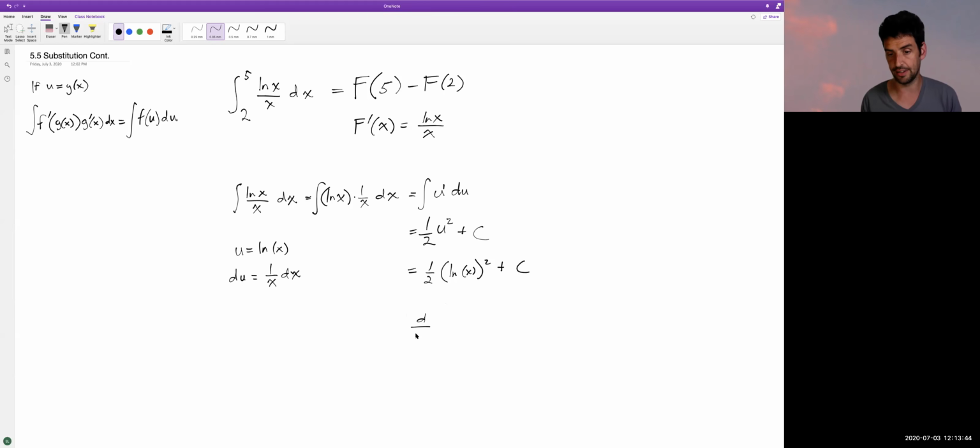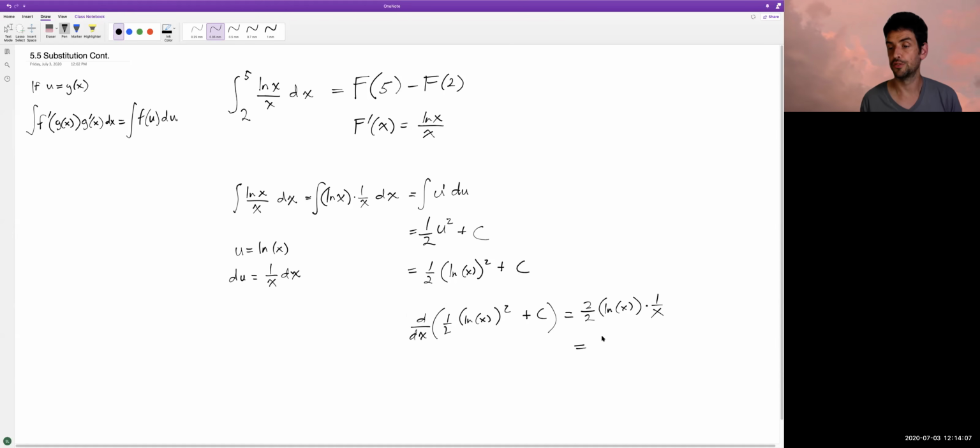So let's just go ahead and take the derivative of 1/2 natural log of x squared plus c. It's a chain rule, so the 2 comes down. I've got that 1/2 out front times the natural log of x times the derivative of the inside, which is 1 over x, which of course is the original function. Oh, and the derivative of the constant is 0. Okay, so this is indeed an antiderivative of the original function.